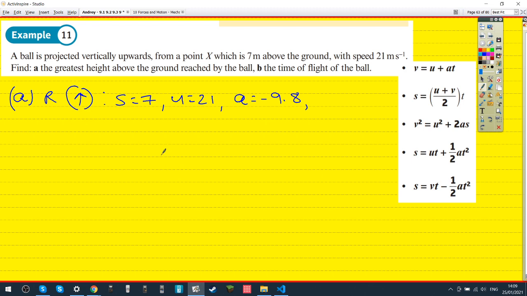I think I may have got something wrong. I said S is 7, but it says here the greatest height above the ground reached by the ball. Hold on. A ball is projected from a point which is 7 above the ground. Yeah. I think it'll work. Yeah, okay. I think it'll work. And should I?